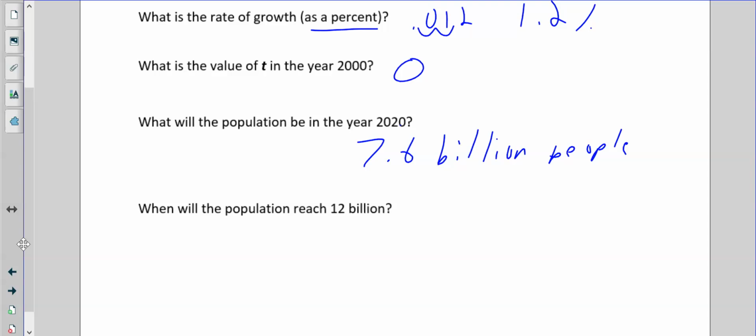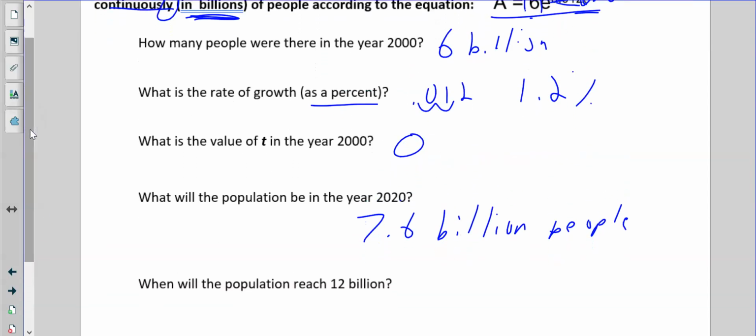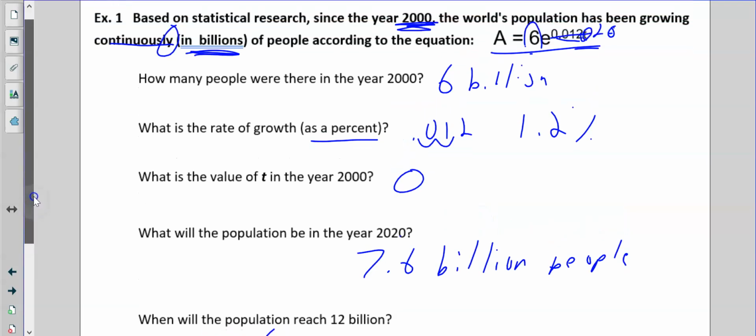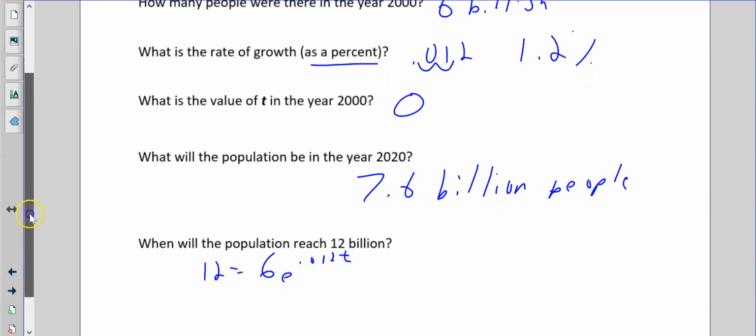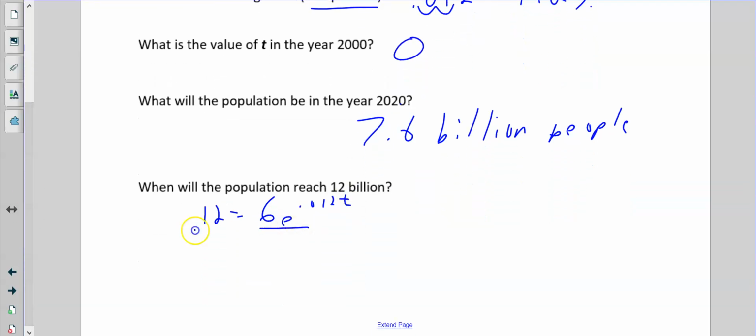When will it reach 12 billion? So we go and look back at the formula, and we're going to put a 12 in for the future value. And then 6 here, E, and then our number was 0.012, and we put our t here. Now, we need this E to be by itself, so we're going to divide by 6, like so. That's going to give us just 2 here. Now we have E to the 0.012t. Now, we're going to ln both sides because we have an E.